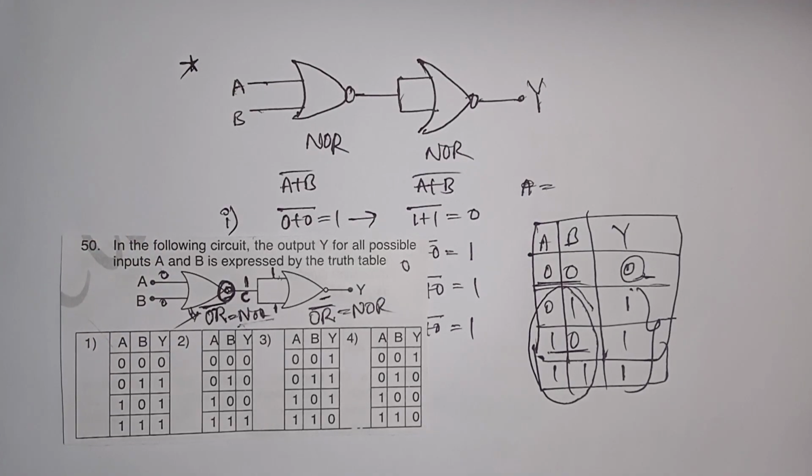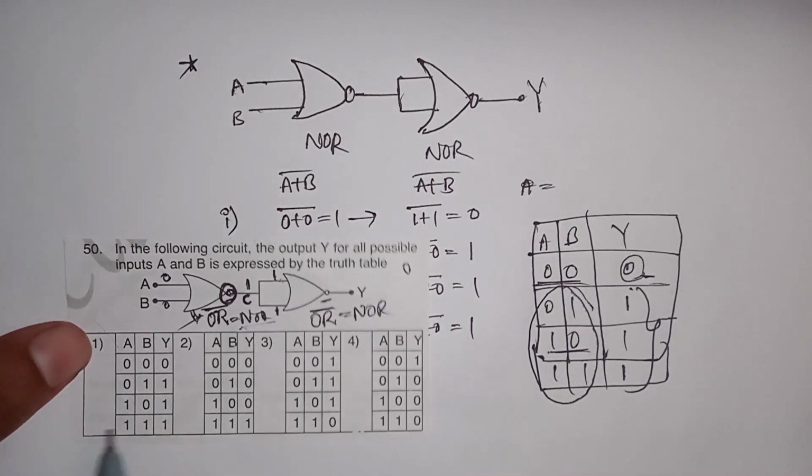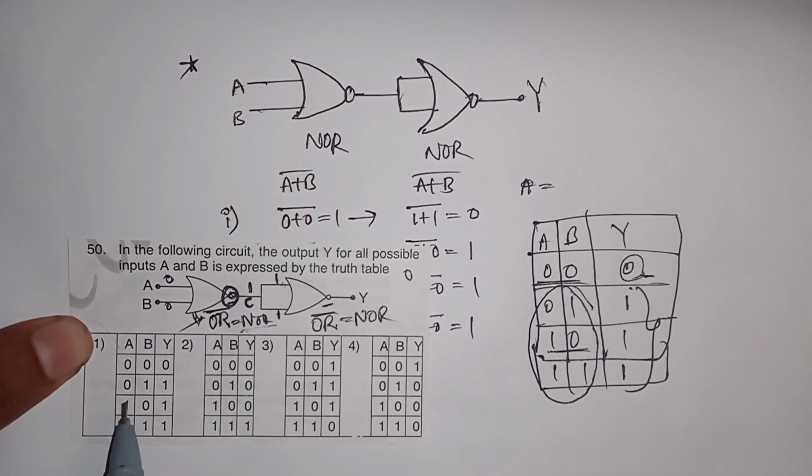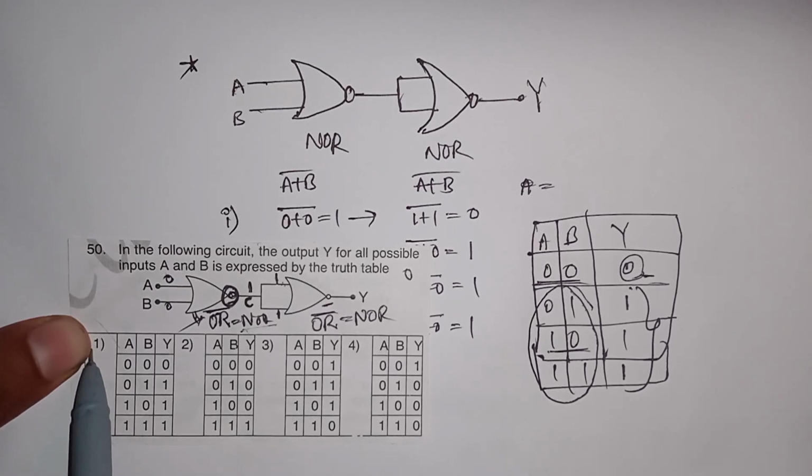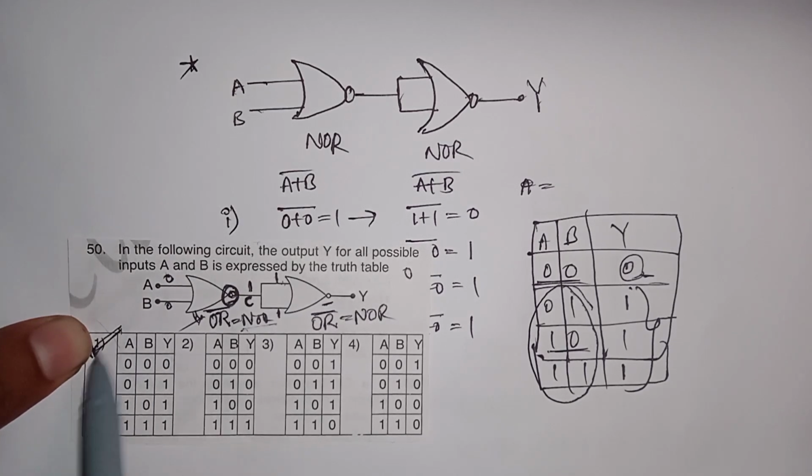This is how we have to solve. Match this expression with those answers we got. This is matching with option A. This is how the truth table works.